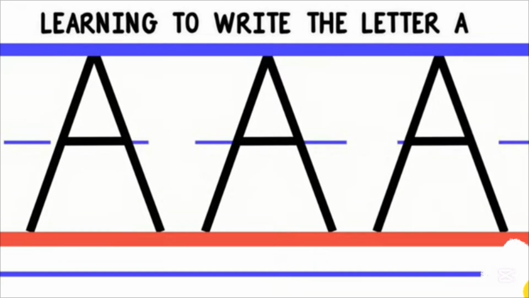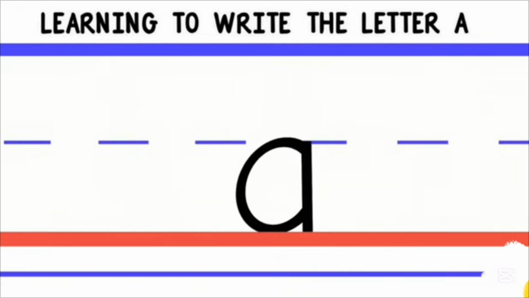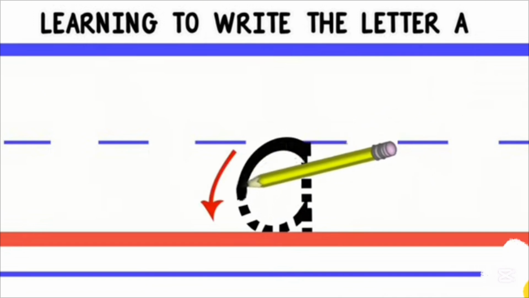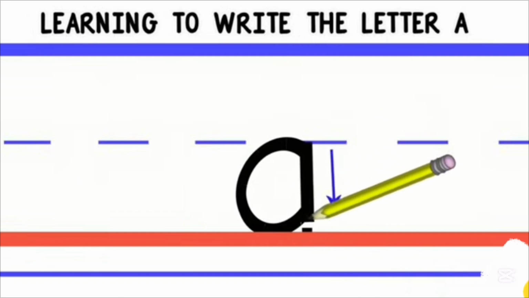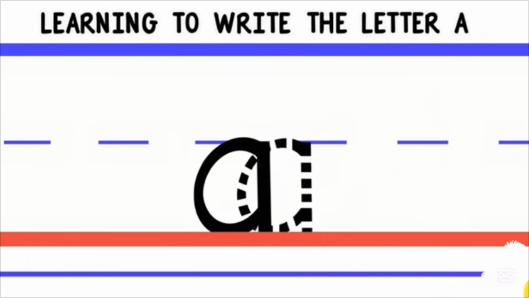Good job! Now let's do lowercase a. For lowercase a, we'll start in the middle and go around in a circle. Then we'll go down. Let's do that again.